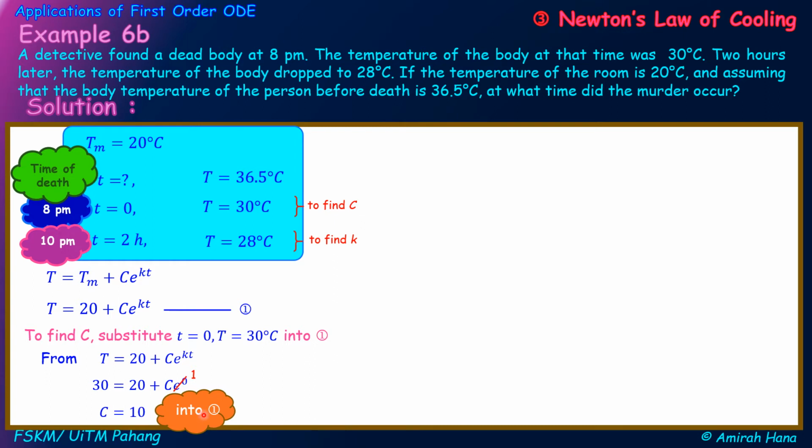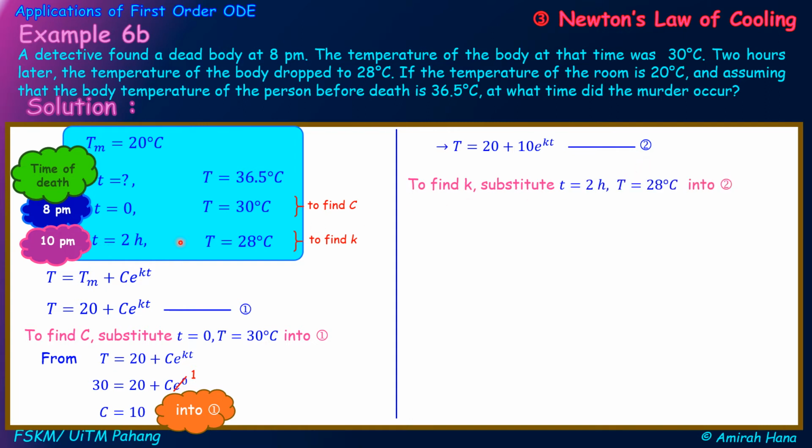After that, we substitute the value of C into equation 1. We substitute C equals 10 into equation 1, so we get this. After that, we name it equation 2.